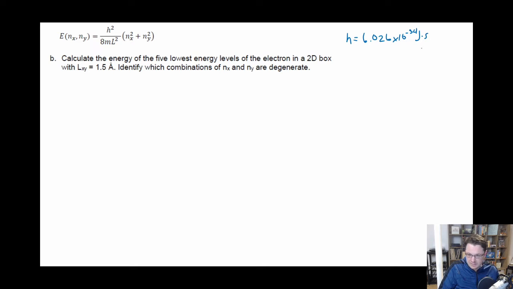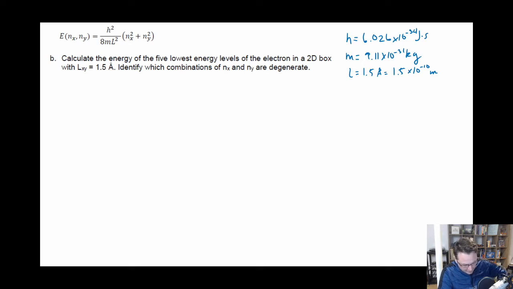So h is this right here. Next, the other constant that we have is the mass of an electron. The mass in this case is going to be 9.11 times 10 to the negative 31 kilograms. L is going to be 1.5 angstroms, and the angstrom is 1 times 10 to the negative 10 meters. So if I take that 1.5 and multiply it by 1 times 10 to the negative 10, I get 1.5 times 10 to the negative 10 meters. So now we're in units that work. N is unitless, so that doesn't matter.